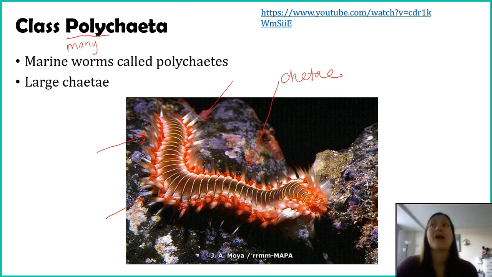And as a polychaete, they have tons of them. We're going to talk about earthworms in a little bit, which don't have that many. And so this is a huge group of worms. In general, they're called polychaetes, but there's tons of different types of polychaetes. And instead of just showing you a bunch of pictures, I'm going to have you take a look at this video in just a moment that shows you the crazy diversity of our marine worms.